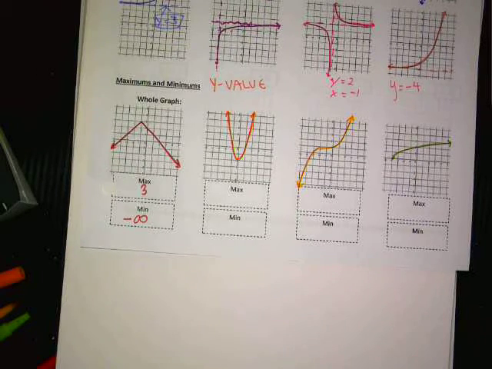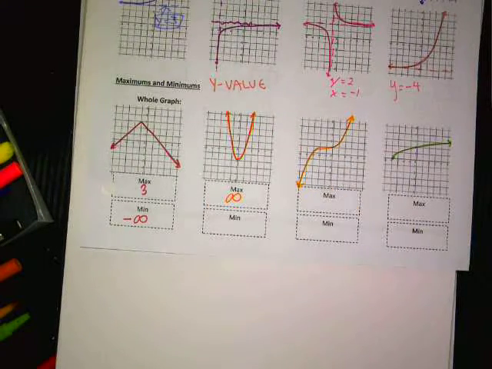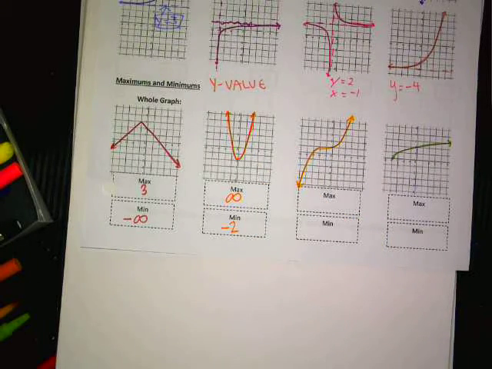All right, so for the next one, what's the max? Positive infinity. What's the min? Negative 2. Negative 2, very good. So it goes from top to bottom. Well, the max is how high it is. The min is how low it is.